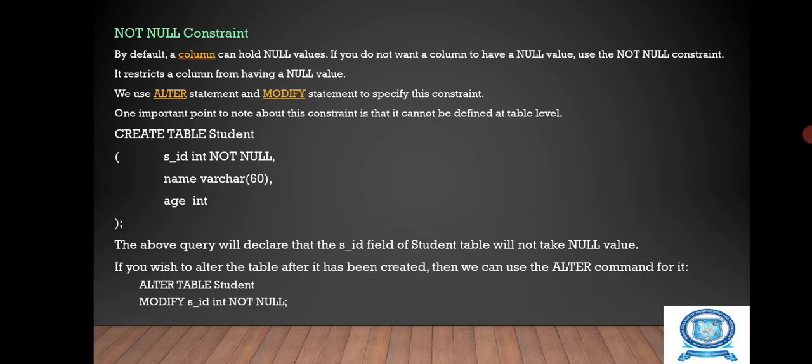So the not null constraint. By default a column can hold null values. If you don't want the column to have a null value, use the not null constraint. It restricts a column from having a null value. We use the alter statement and modify statement to specify this constraint. One important point to note about this constraint is that it cannot be defined at the table level. So this is the structure for that.